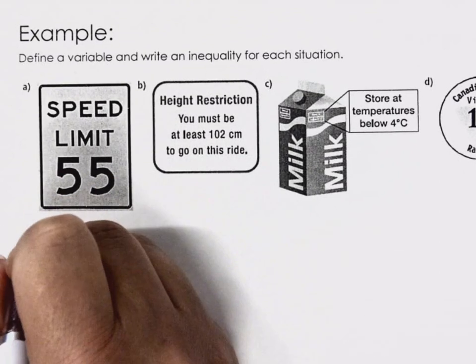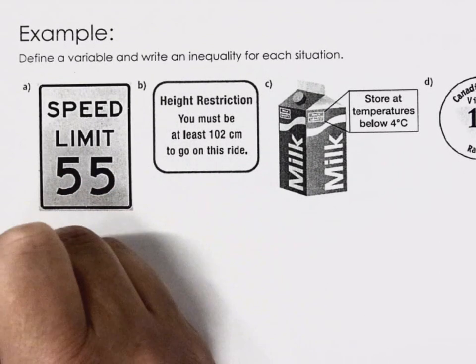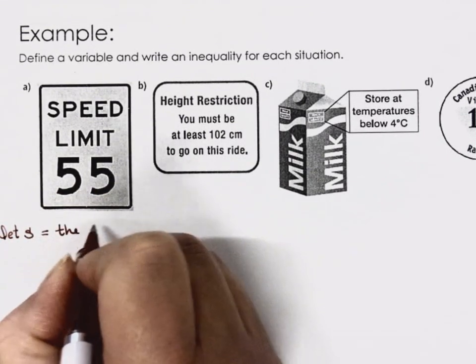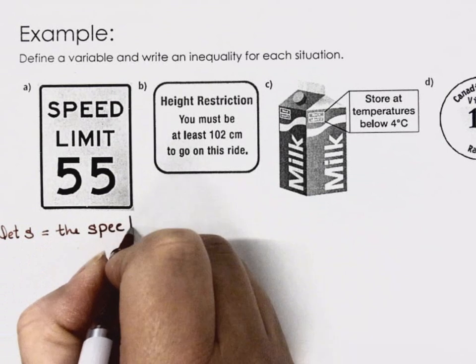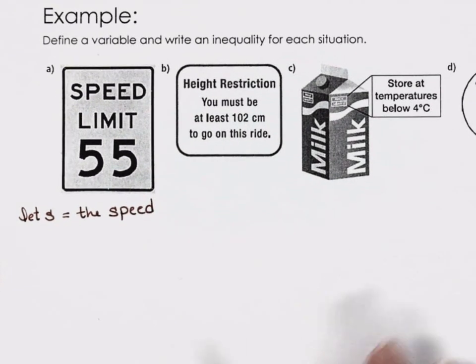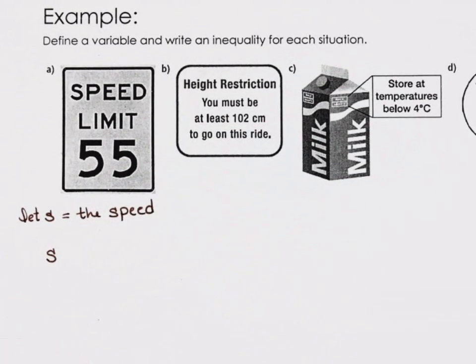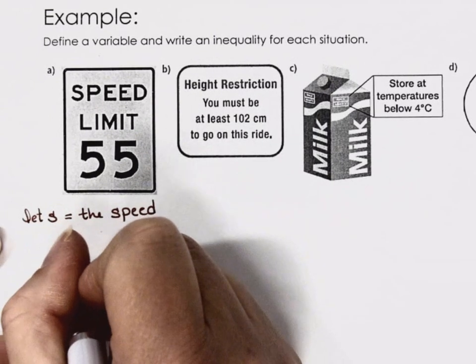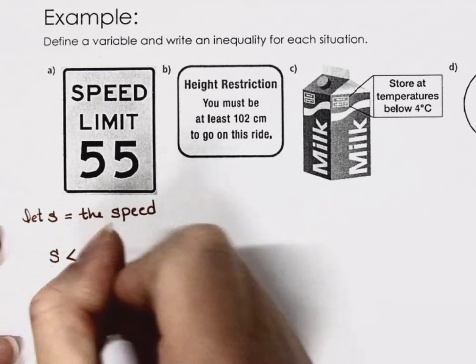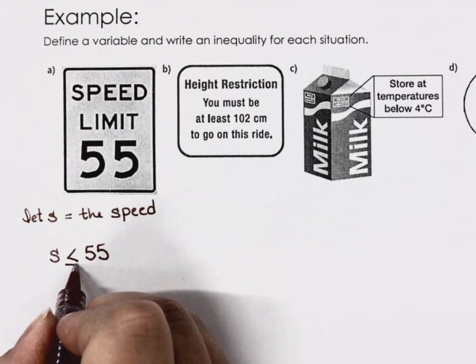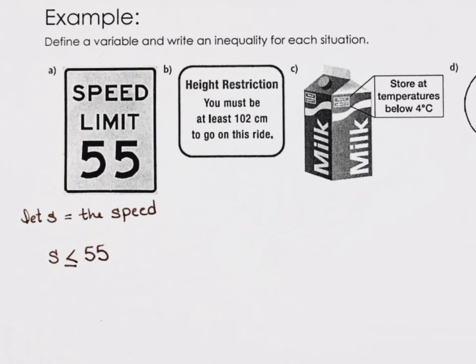So I'm going to say S equals, so remember we've done these before, let S equal the speed. And now we're going to write an inequality. So my speed has to be less than 55. And now the big question is, can it be equal to 55 legally? There we go. That's all we're doing. Easy peasy.